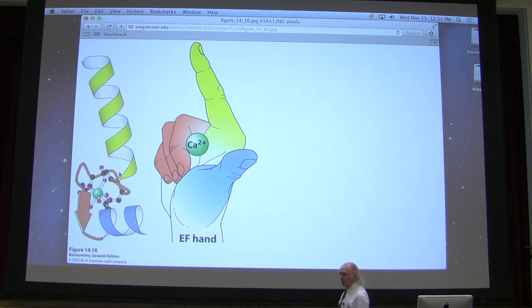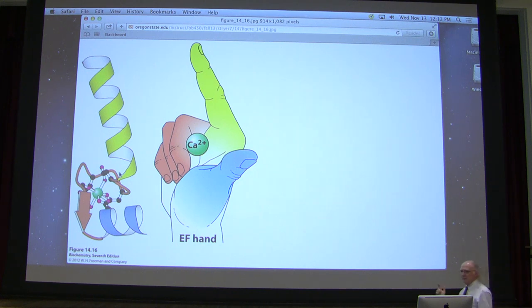When we think about how a protein's shape is changed, you can start to see the patterns of what happens. We can change what that protein does. So if this calcium binding protein interacts with another protein, it might interact only when calcium is bound, because only then does it have the right structure. And that's a very common phenomenon.